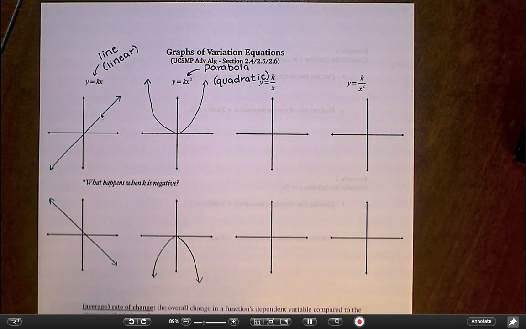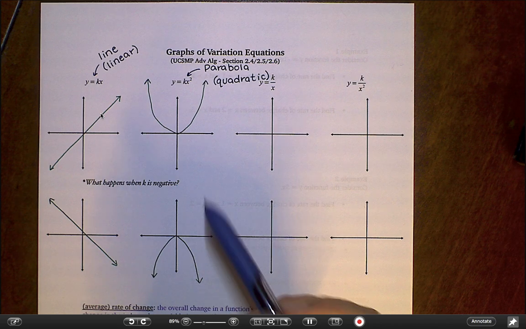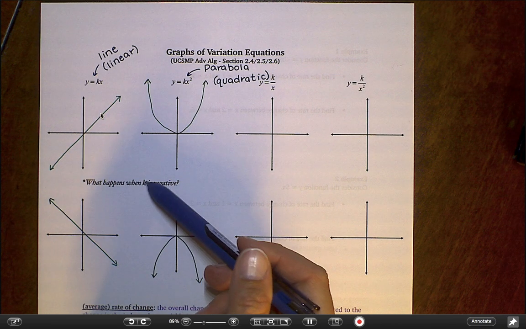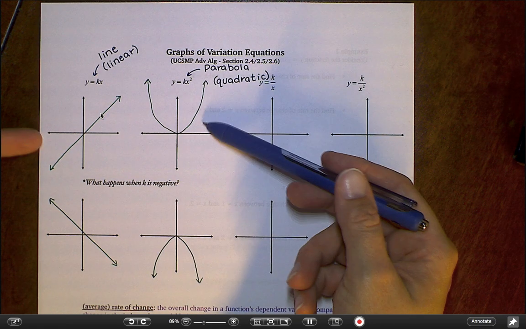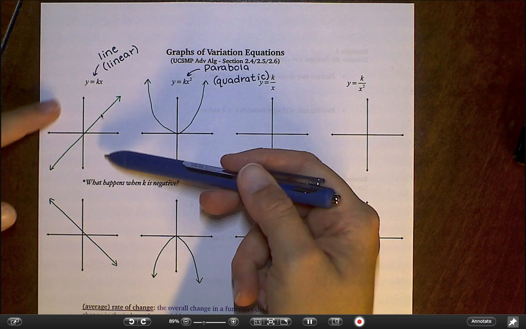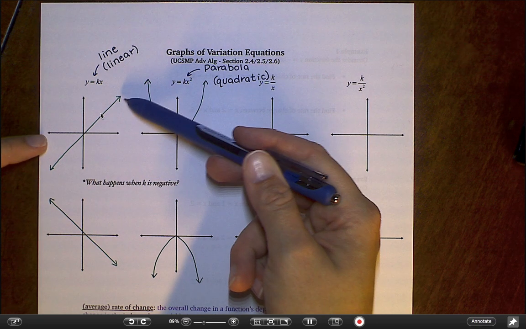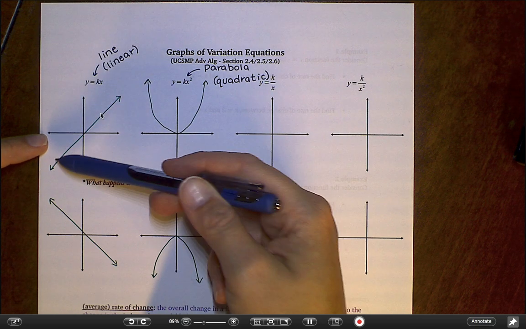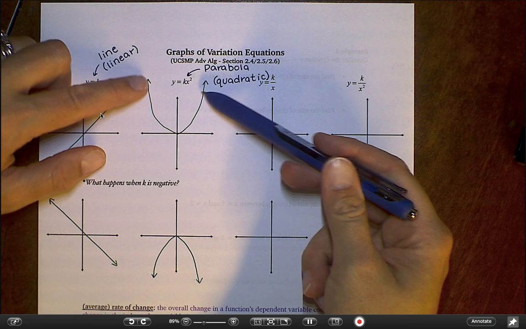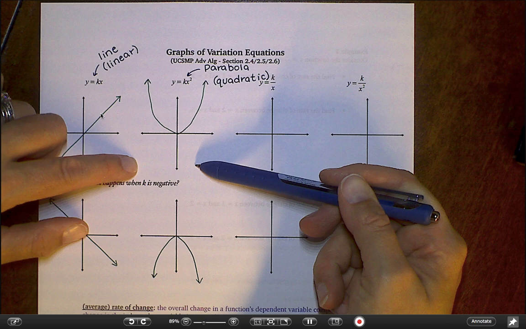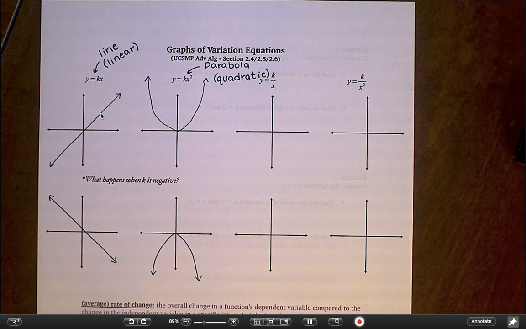Okay, and then you should have also noticed in the exploration that when you make that k value negative, it's actually the same effect on both graphs. What really happens is your graph flips upside down. On the line, this end goes down here, this end goes up here. With the parabola, both ends flip down this way. So a k value is going to take your graph and tip it upside down if it's negative.